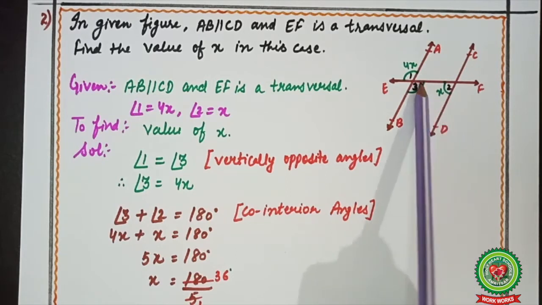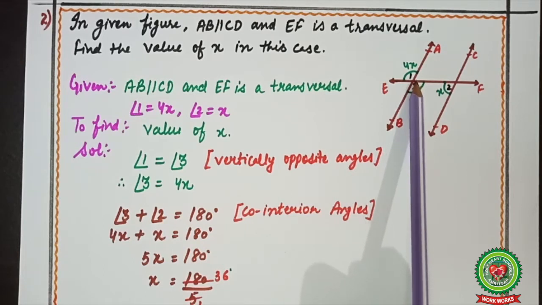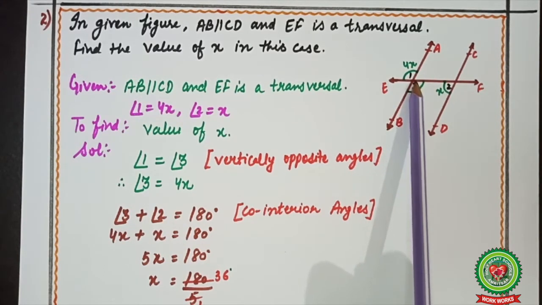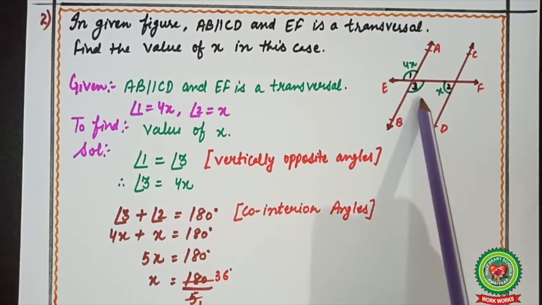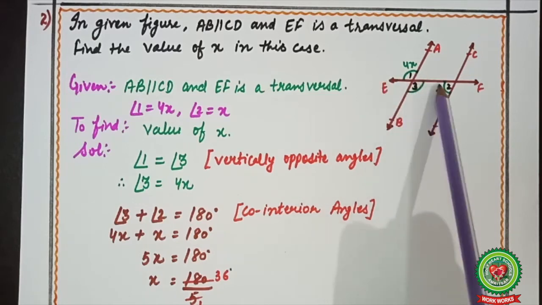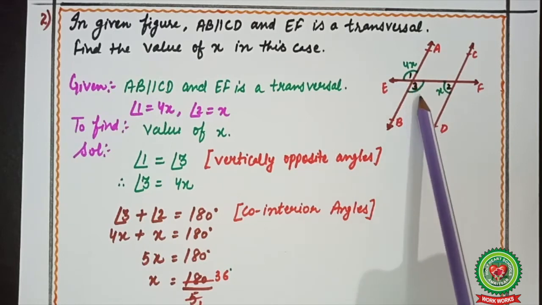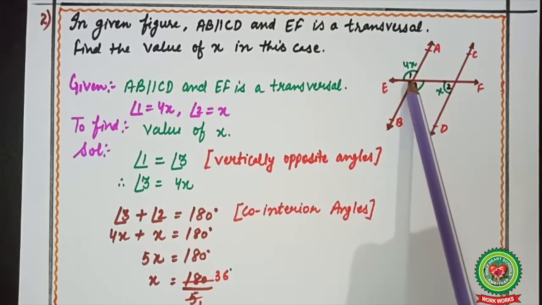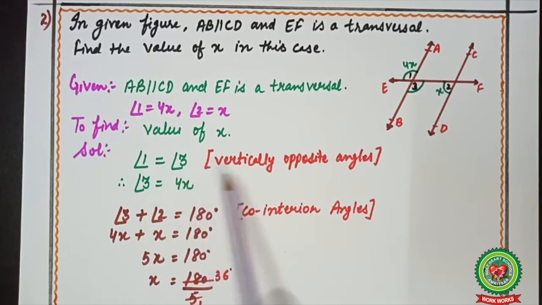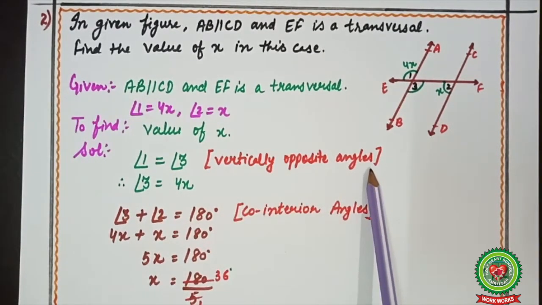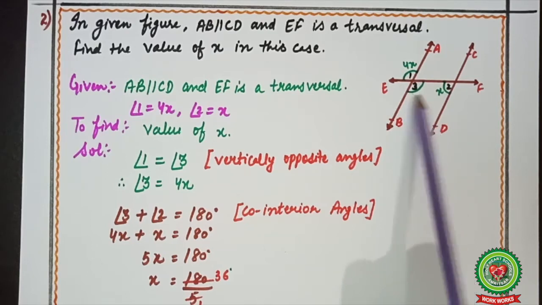Now students, you can see that if I am not taking any other angle here, there is no way to find the value of x. So what we will do is take an unknown angle here, that is angle 3, right? Here you can see that this is the shape of a cross or X, and in this shape vertically opposite angles are formed. So angle 1 will be equal to angle 3. Here you will write angle 1 is equal to angle 3 because these are vertically opposite angles. So angle 3 is also equal to 4x.